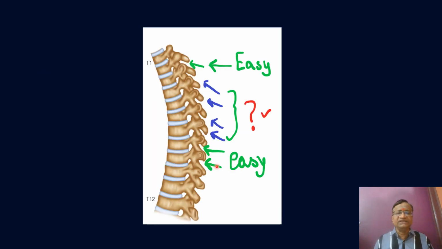Now here it is easy. If the spines are like this, it may be difficult. And again it is easy. So T2, T3 is easy. Again T4 to T6, T7 is difficult. And from T8 onwards, it may be easy because the spine is like this. We may need to go like this.